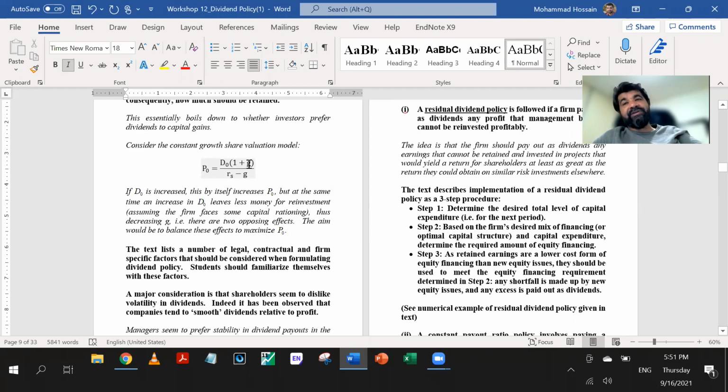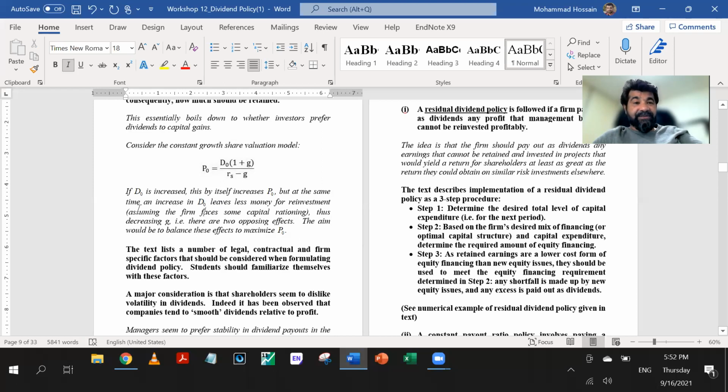Okay, so let's say last year your dividend was $10. So this year they're going to give you 2%, which is 2% of $10, 20 cents. They say this year you're going to get $10.20, divided by R minus G. So this is the formula they use. What will be the price of the share? Okay. So if D0 is increasing, dividend increases, then P will definitely be increasing.